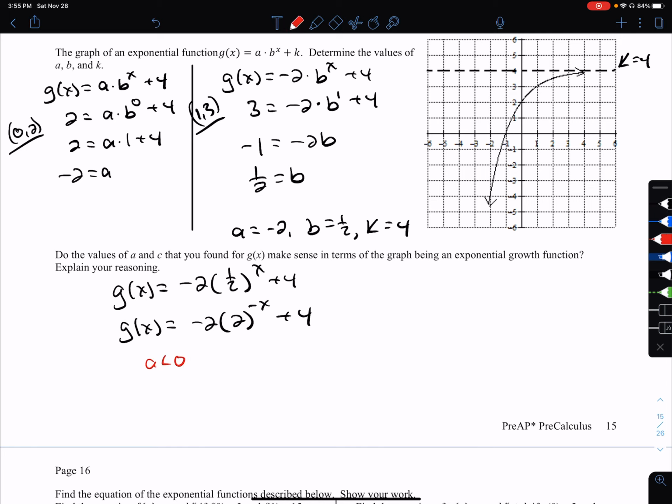a is less than 0, and c is also less than 0. Therefore, g of x has two reflections. And g of x is going to have exponential growth.